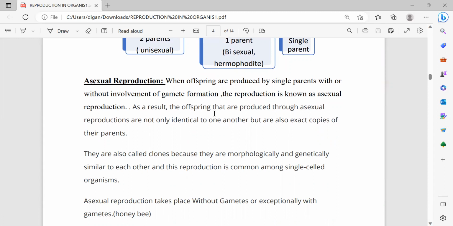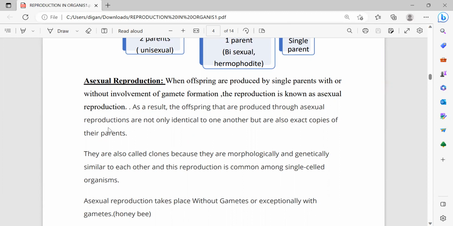As a result, the offspring produced through asexual reproduction are not only identical to one another but also exact copies of their parent, and that's why they are also known as clones. So what does clone mean? You remember, this term is very important. Clone means when offspring are genetically and physically identical to each other. When two organisms are identical, Xerox copies of each other, that type of organisms are called clones.